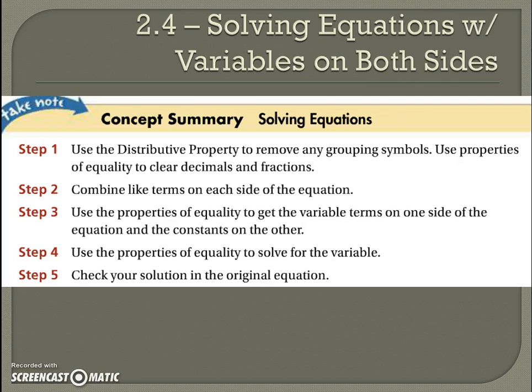So step one is to use the distributive property to remove grouping symbols, and properties of equality to clear decimals and fractions. And then you combine like terms, and then use properties of equality to get the variable terms on one side of the equation and constants on the other. That's the new thing that we're going over today. Step four, use properties of equality to solve for the variable. That's kind of undoing order of operations like we talked about. Step five is you could always check your solution. So let's see how this plays out.